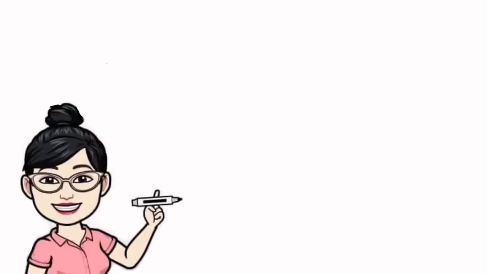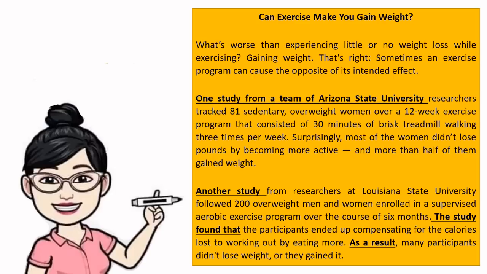Take this excerpt from an article as an example. Notice how the author effectively used grammatical signals to express claims and counterclaims about the topic. Can exercise make you gain weight? What's worse than experiencing little or no weight loss while exercising? Gaining weight. That's right. Sometimes, an exercise program can cause the opposite of its intended effect.